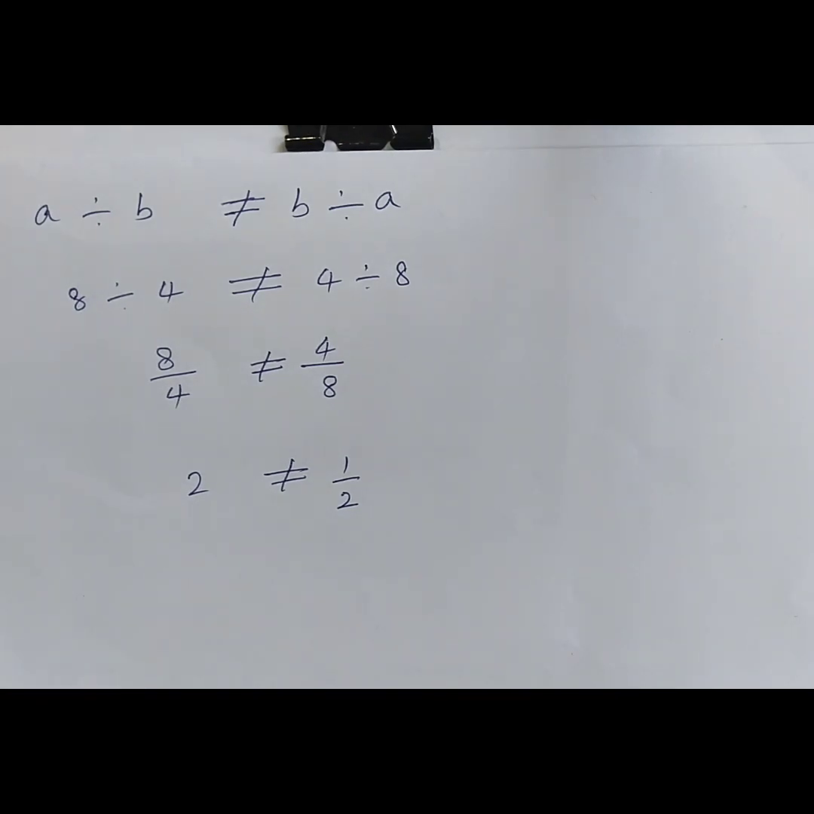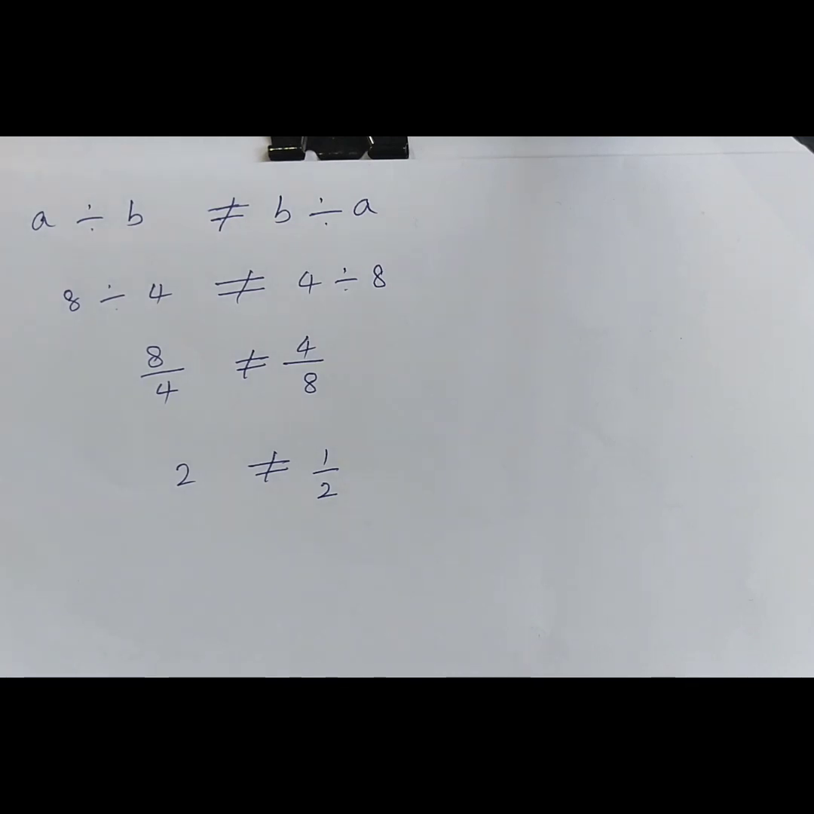Let us see an example. a divided by b is not equal to b divided by a. Let a is equal to 8, b is equal to 4. 8 divided by 4 is not equal to 4 divided by 8. On the left hand side, 8 divided by 4, the answer is 2. On the right hand side, 4 divided by 8, the answer will be 1 by 2. 2 is not equal to 1 by 2. From this inference, we can conclude that integers are not closed under division and division is not commutative for integers.